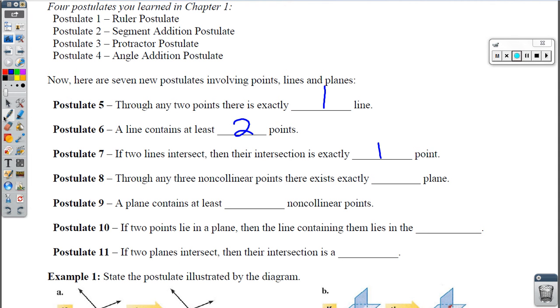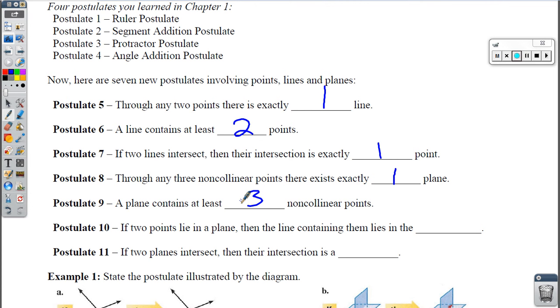So through any 3 non-collinear points, there exists exactly 1 plane, meaning that we can draw a flat, 2-dimensional surface through any 3 points that are not all on the same line. Postulate 9. A plane contains at least 3 non-collinear points. That's pretty much exactly what we were saying in postulate 8. It's a fairly similar statement there.